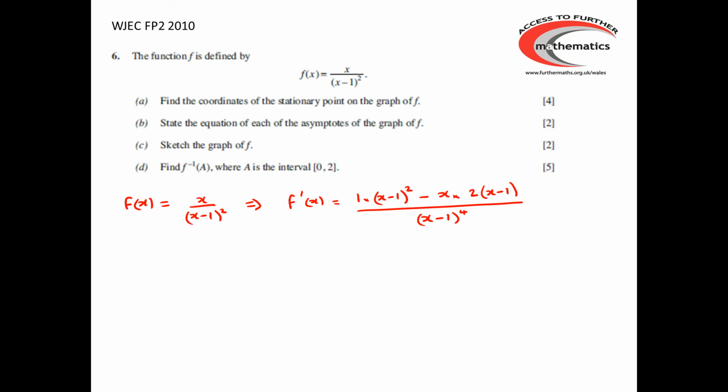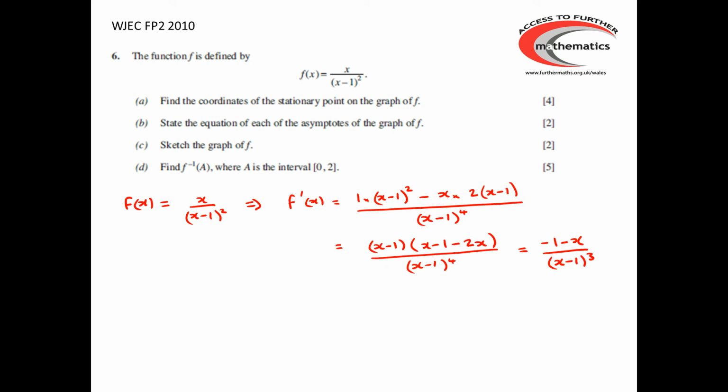The top has got a common factor of x minus 1. So factorising, we've got x minus 1 times by x minus 1, take away 2x. And at this stage here, we can spot that we've got a factor of x minus 1 here, which will cancel out with one of the factors of x minus 1 here. So we'll end up with just x minus 1 cubed on the denominator. And x minus 1 minus 2x simplifies to just minus 1 minus x. So we've got f dash x is minus 1 minus x over x minus 1 cubed.